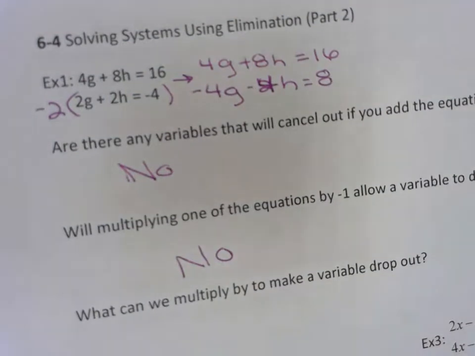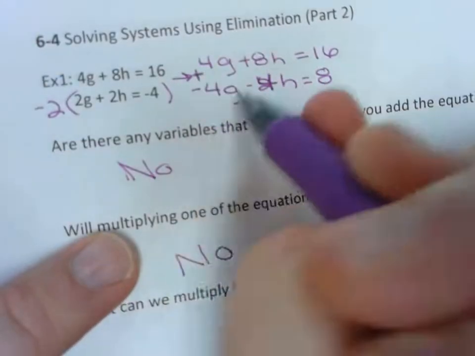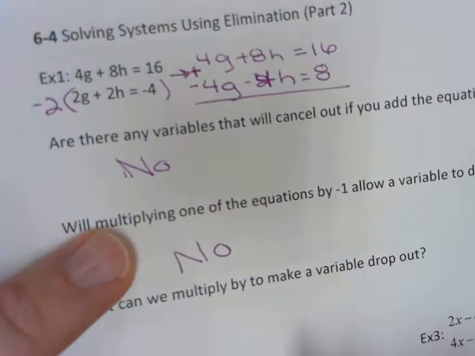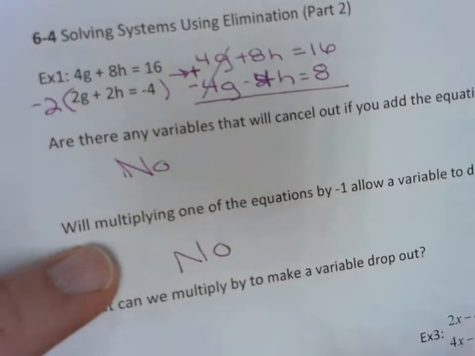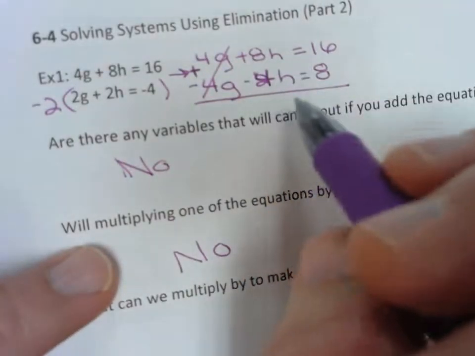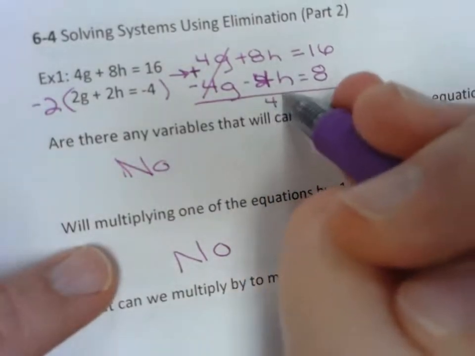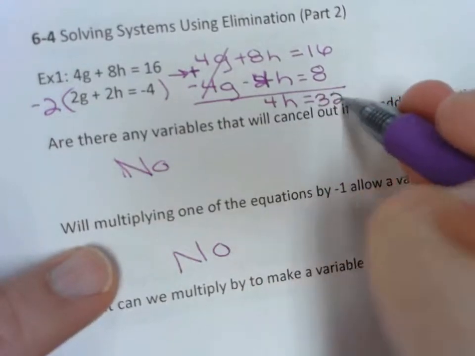If I look at this now, I notice, like we did yesterday, I have the same number, opposite sign: 4g and a -4g. So if I add these, you have to add the two equations together. If I add these, I notice that 4g plus a -4g is 0, so it cancels. And you have to add the rest. 8h plus a -4h is a positive 4h, equals 16 plus 8 is 32.